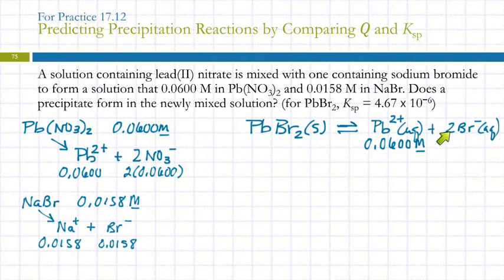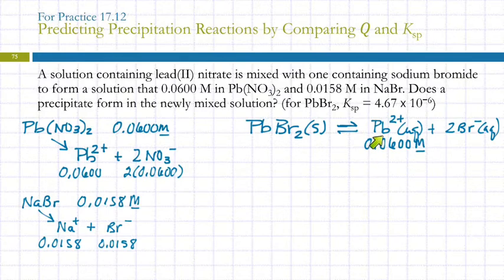So, yeah, that's confusing. Is it 2 times? No, the bromide came from sodium bromide, and we were told when we mix this, the solution is 0.0158 molar in sodium bromide. So that's kind of why I did this over here before. The bromide concentration is 0.0158.